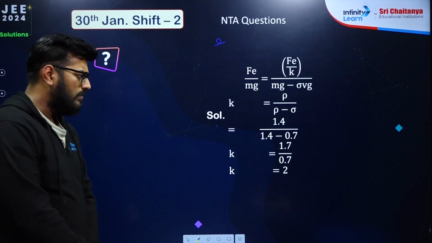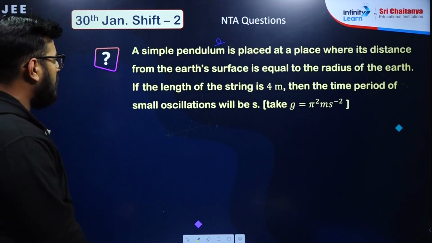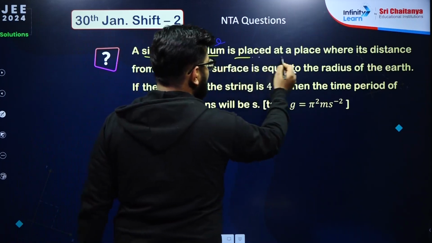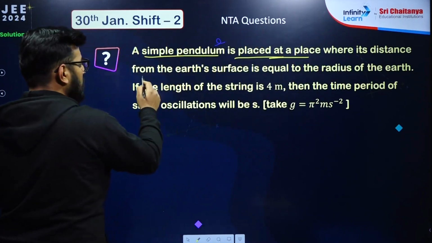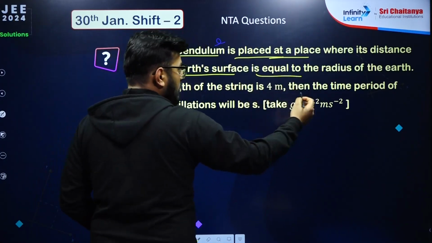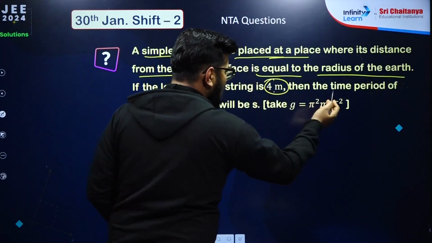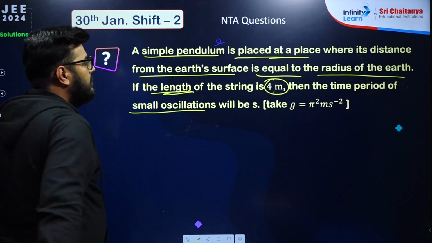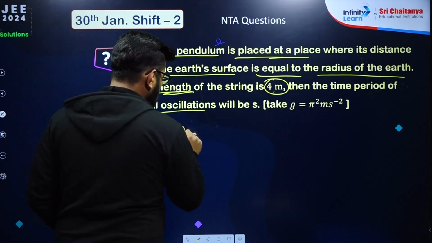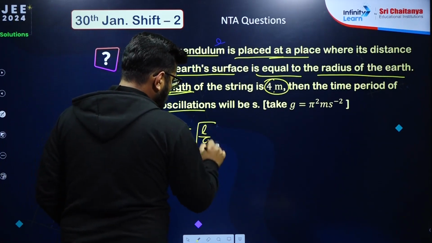Okay, so simple approach. Now a simple pendulum is placed at a place where its distance from Earth's surface is equal to the radius of the Earth. If the length of the string is 4 meter, then the time period of small oscillation will be. So the time period is 2 pi under root of L by g, right?